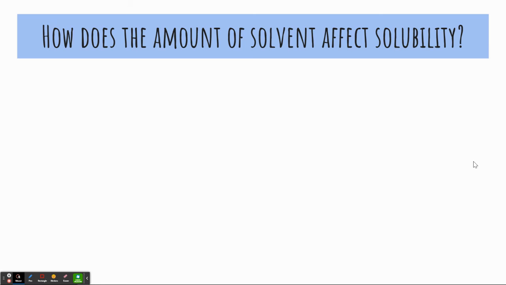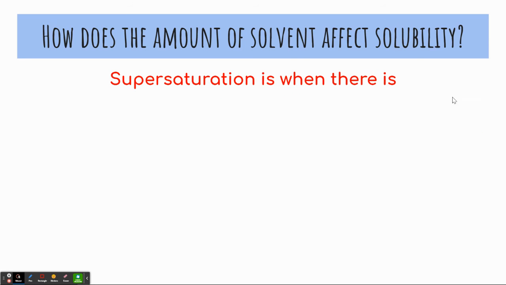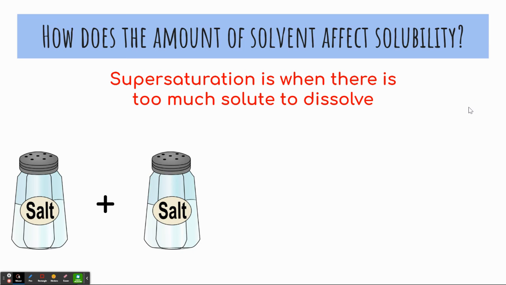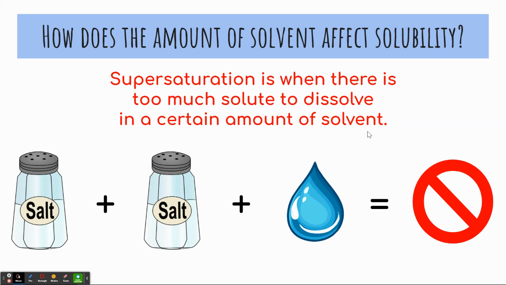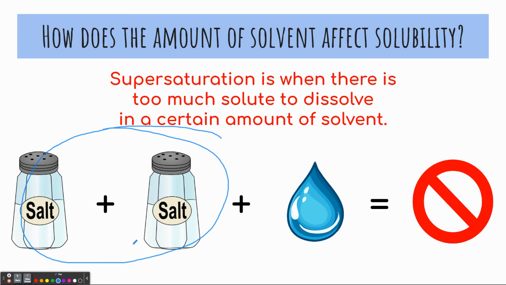So how does the amount of solvent affect solubility? Supersaturation is when there is too much solute to dissolve in a certain amount of solvent. If you take a cup of salt and try to mix it with a cup of water, that ratio is too far off and that salt will not be able to dissolve. You need a good ratio of solute and solvent in order to create that solution.